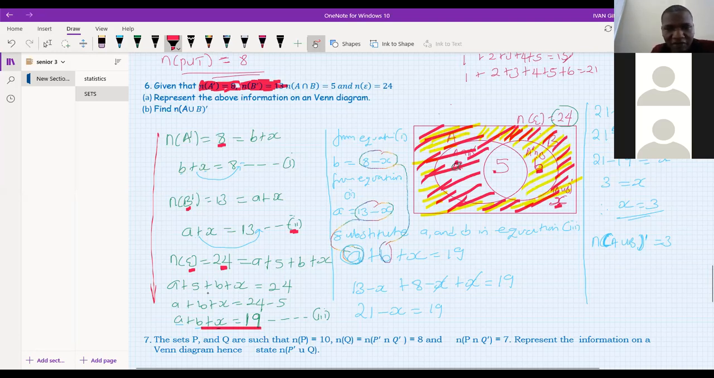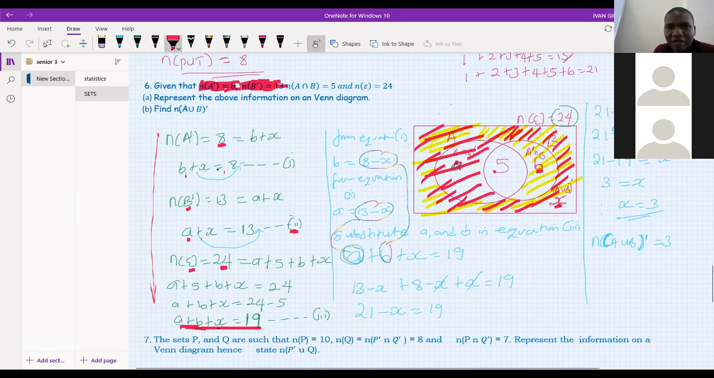So how do I solve this? There are many ways of solving this. I see A plus B plus X equals 19. Now how can I remove A and B, because there are 3 unknowns? I have equation 1, it is in terms of B, and equation 2, it is in terms of A. So I simply make A the subject in equation 2, and I also make B the subject in equation 1. My endeavor is to have 1 unknown here. And this is what we ended up with.